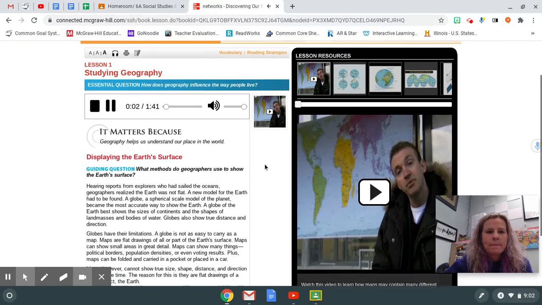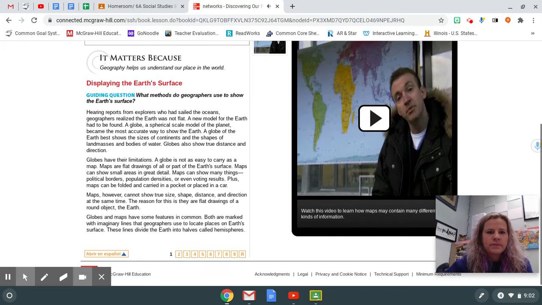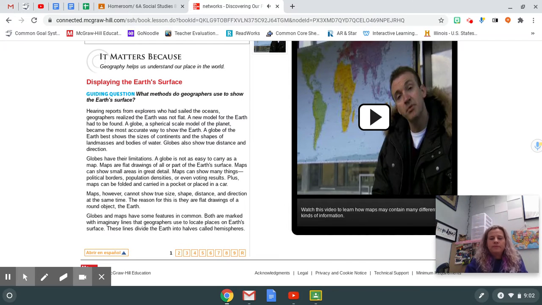Lesson 1. Studying Geography. It matters because geography helps us understand our place in the world. Displaying the Earth's surface. Guiding question: What methods do geographers use to show the Earth's surface? Hearing reports from explorers who had sailed the oceans, geographers realized the Earth was not flat. A new model for the Earth had to be found.